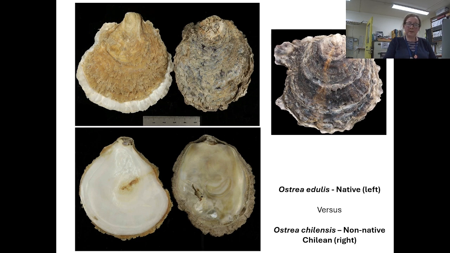Its dispersal is limited by being a direct developer, so that means that the female broods the larvae inside, but once released they have a very, very short pelagic phase, and this is very much unlike Ostrea edulis, our native oyster, which has highly mobile larvae, and it allows for a greater settlement distance.